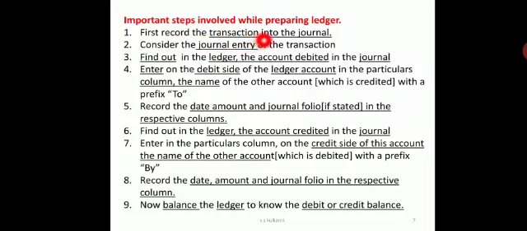Now the steps involved. First I should record the transaction into the journal. After recording, I should see the journal entry. From the journal entry, I should find the account which is debited first. In this account, I should enter on the debit side the name which is appearing on the credit side of the journal, and I should prefix the word "To" to it. Next, I should record the date and the amount of that transaction in the respective columns.